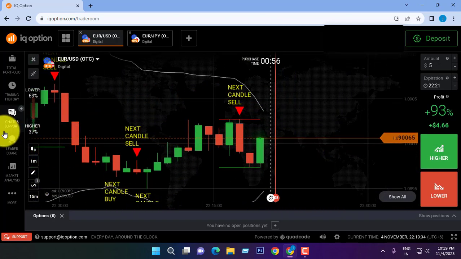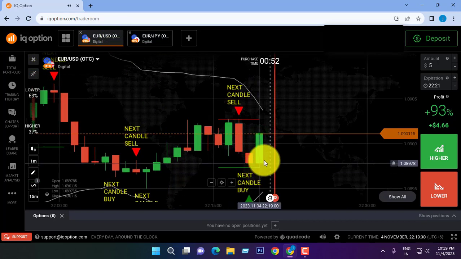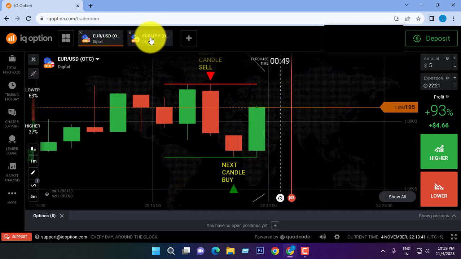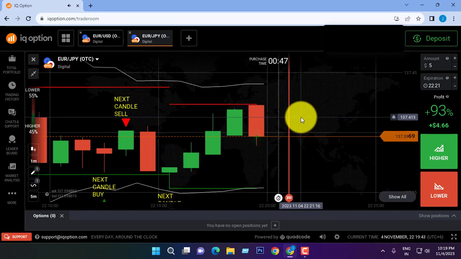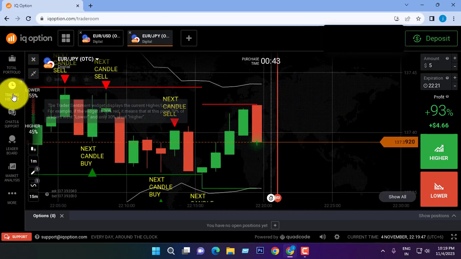So next candle I can trade. Okay, here is the next candle buy. Okay, let's signal.